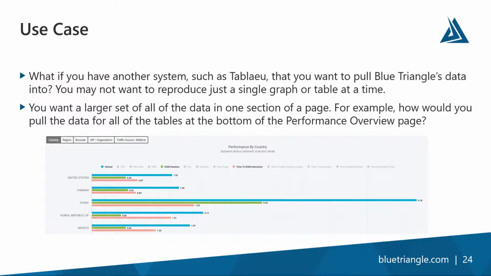To take an example from Blue Triangle, on the Real User Performance Overview page, there's a table at the bottom that shows all of our real user performance metrics broken out by country, region, browser, ISP, and traffic source. In order to optimize our portal, all of this data is pulled in one query. We're going to walk through how to assemble this JSON to see exactly what's going on under the hood, and ultimately so you can do something like this for your own benefit.